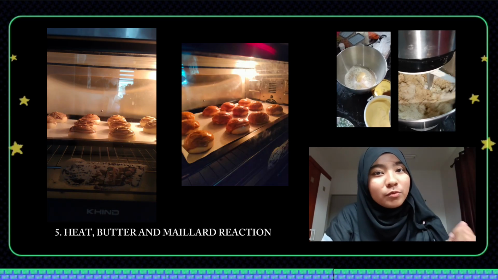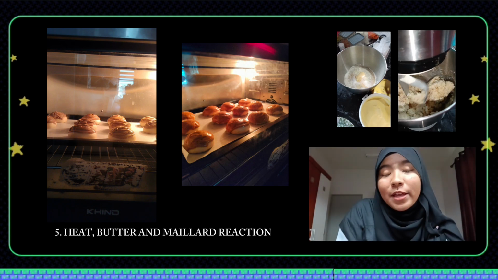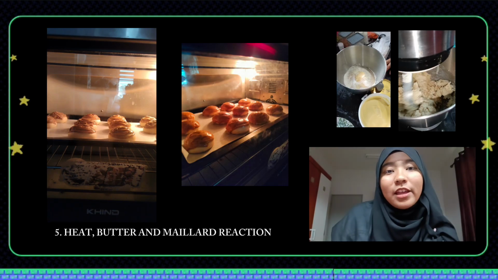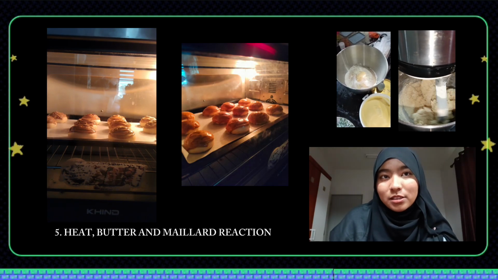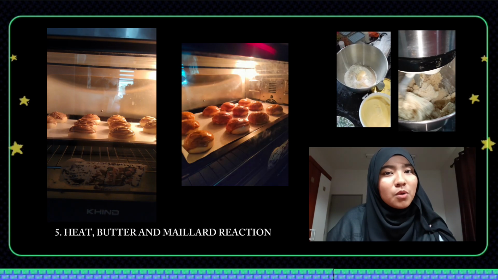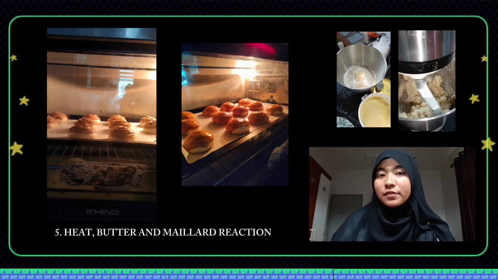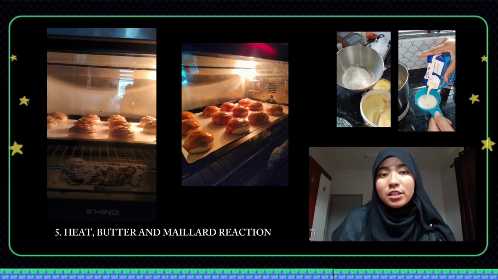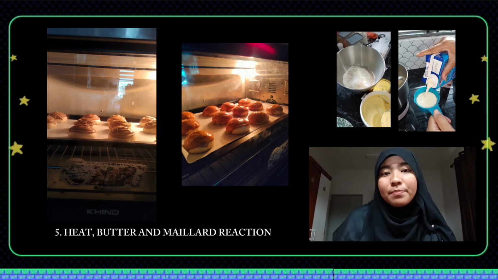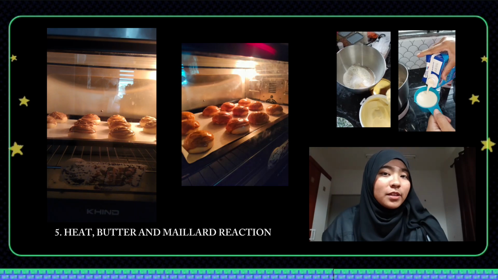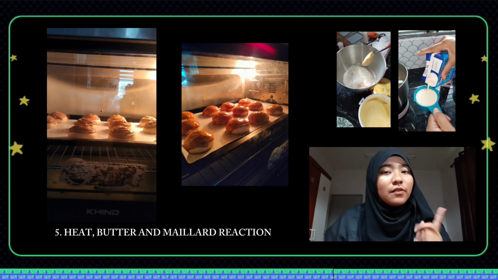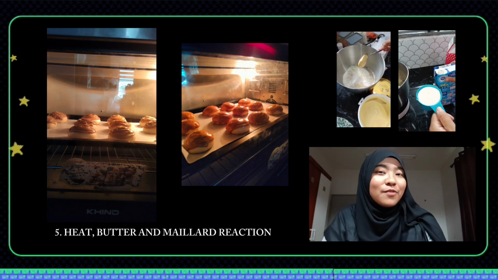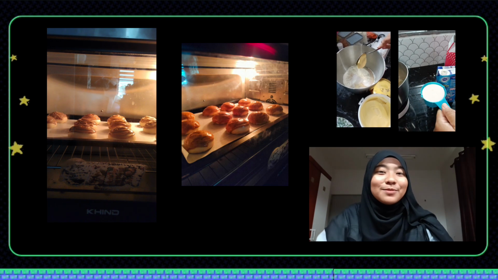Besides that, we are going to talk about the role of butter and milk. Butter and milk play a very important role in the Maillard reaction. Butter contains fat and milk solids, while milk contains proteins and lactose, which is milk sugar. Fat helps to transfer heat evenly, making the browning process better. Milk sugar and proteins also help the Maillard reaction happen more effectively. Because of butter and milk, the bread browns faster, the flavor becomes richer, and the aroma becomes more appetizing. This is why baked food with butter usually tastes better and smells nicer.